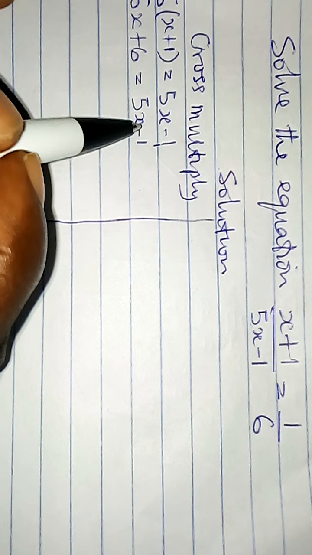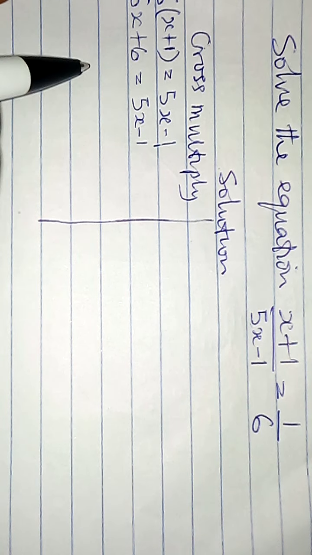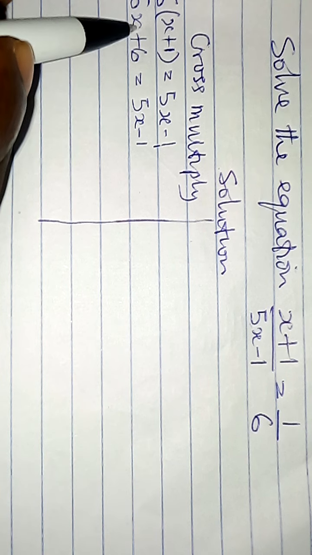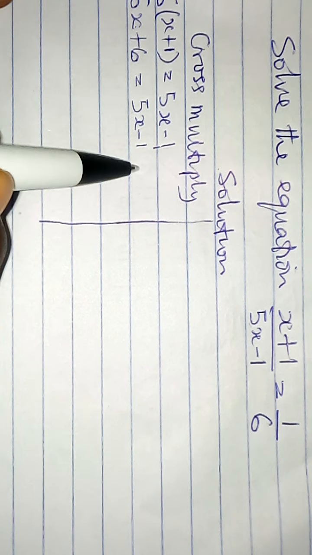So on that note, let us open this bracket here. If we do that, it will be 6x plus 6 equal to 5x minus 1. On that note, we can now collect like terms. This will move to this side, it will become negative 5x, while 6 will move to this side, it will become negative 6.